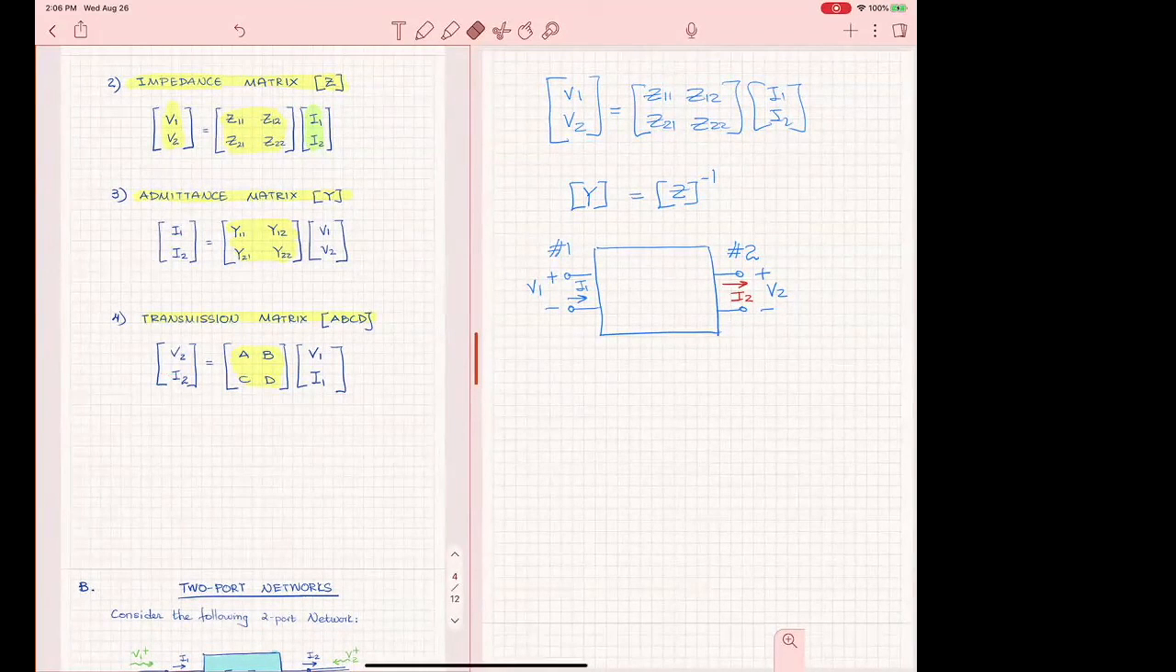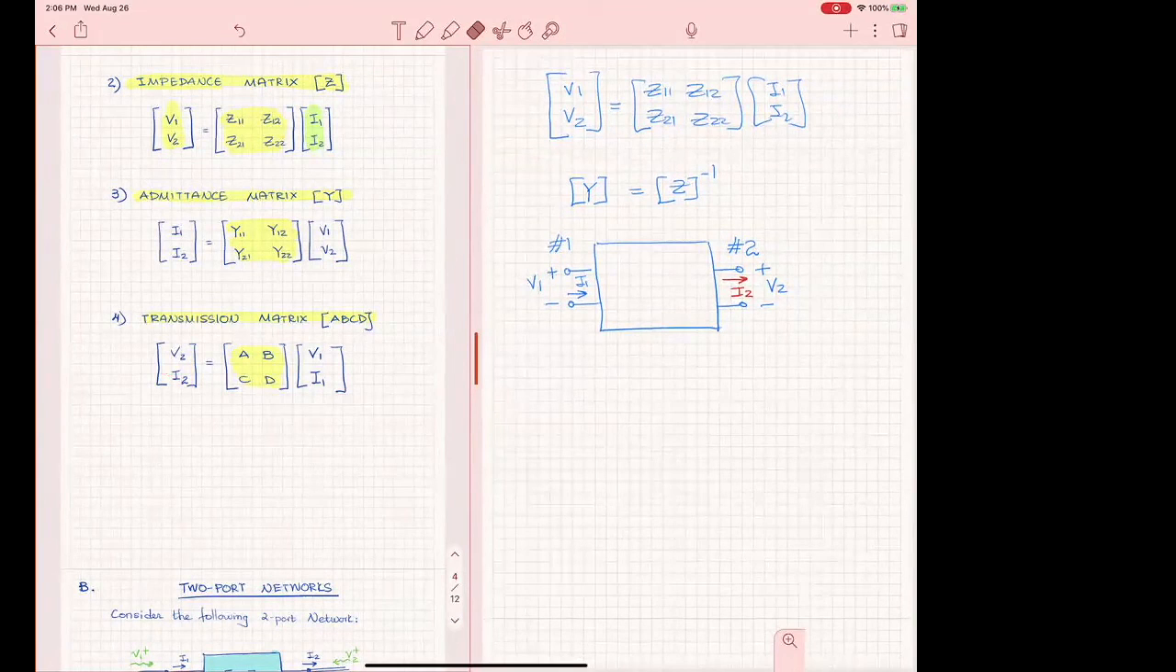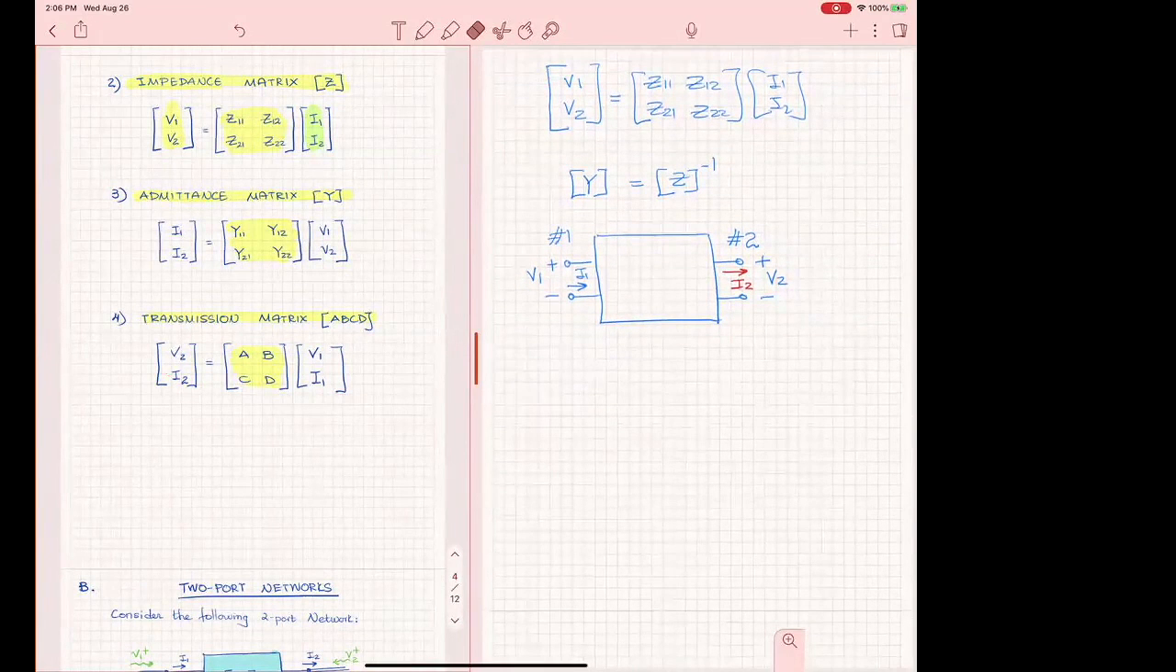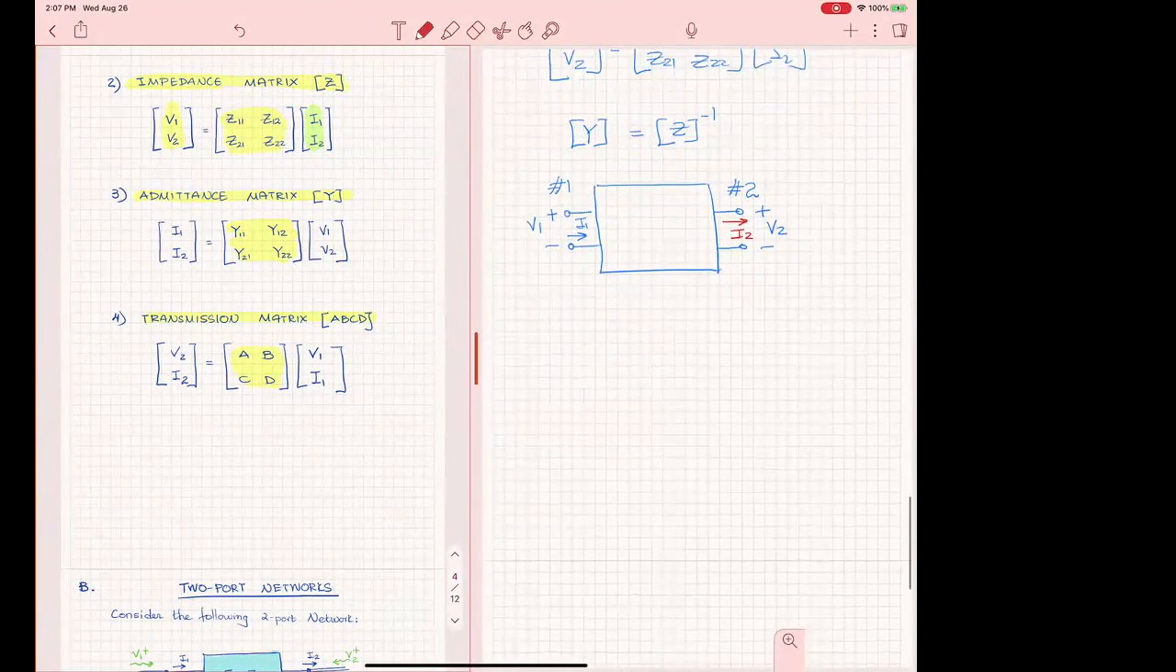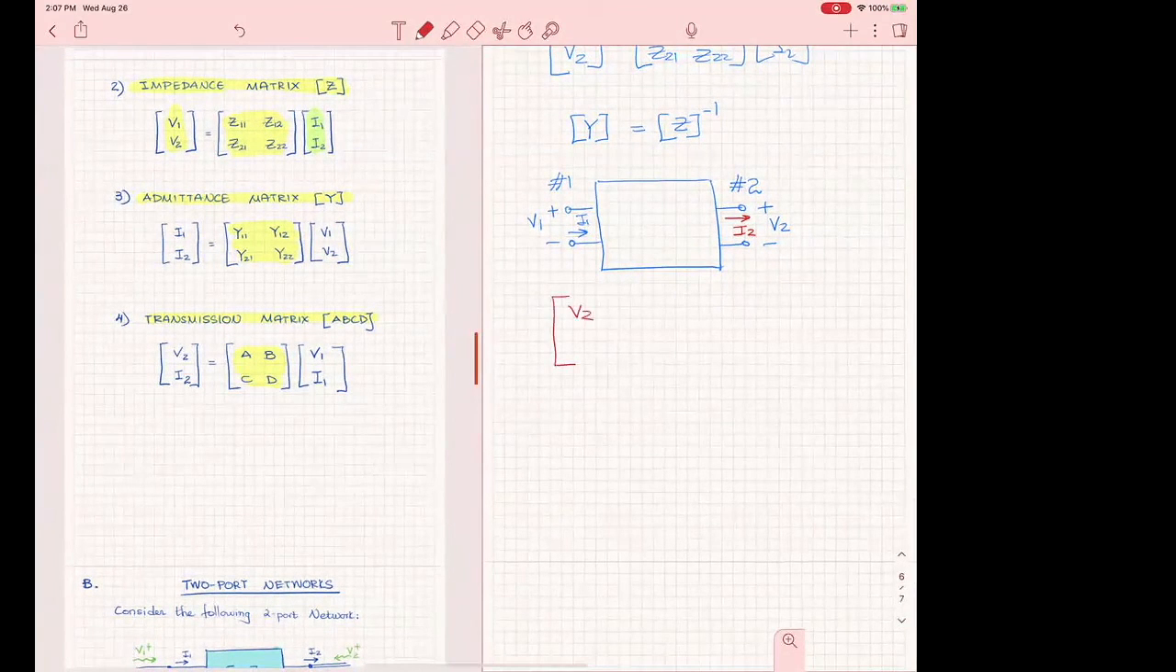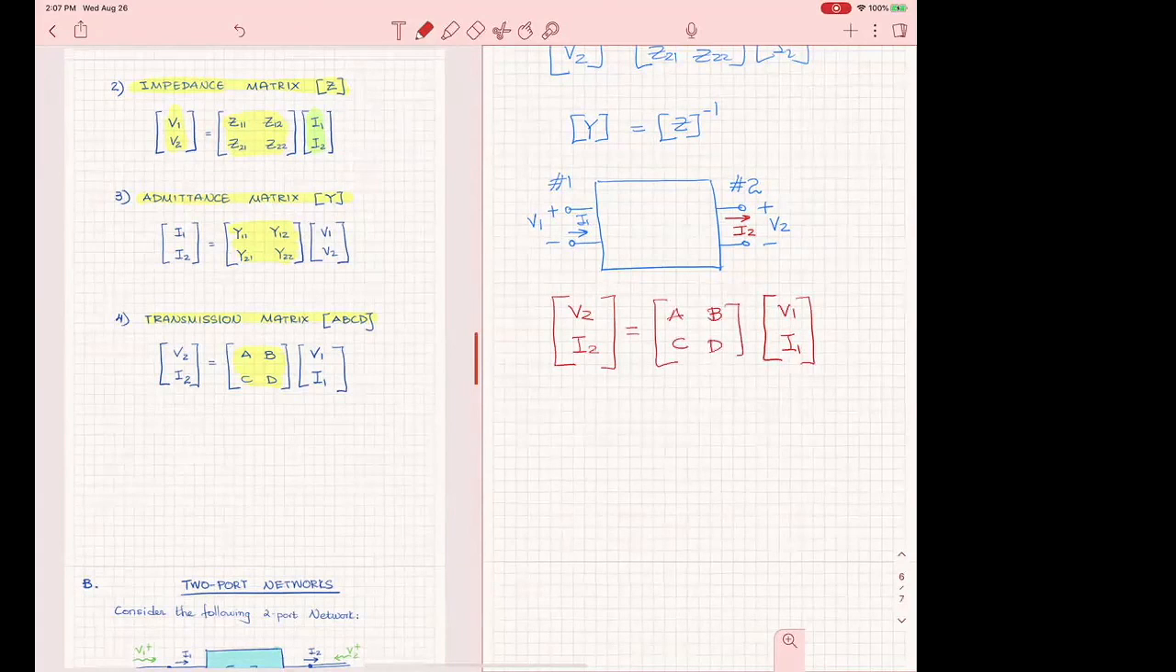And practically that tells us that there is a matrix that connects the output port, the two parameters of the output port, to the two parameters of the input port. So it connects V2 and I2, which is the voltage and current at port 2, to V1 and I1, which are at port 1. And those are related by this matrix, which in fact we are going to calculate later.